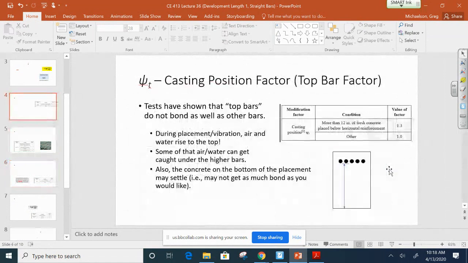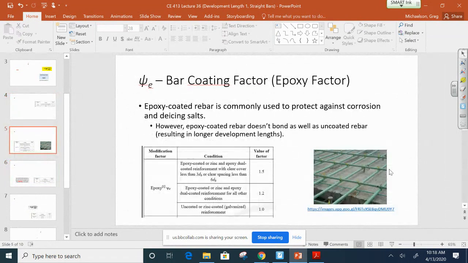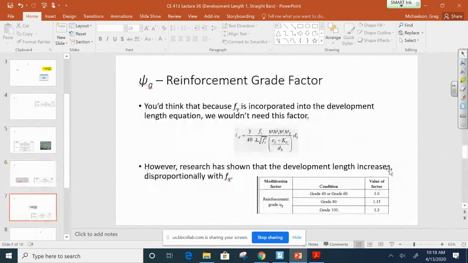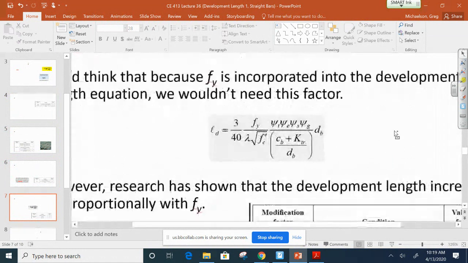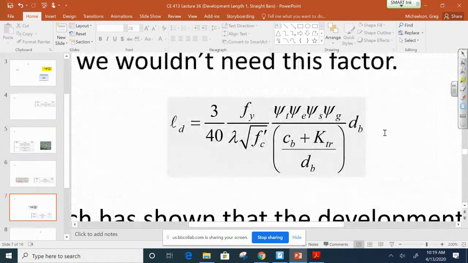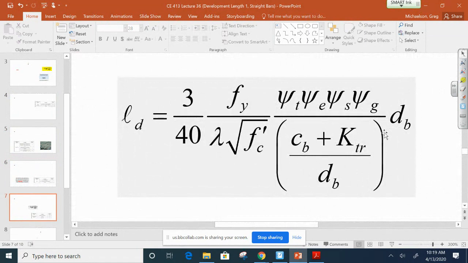So we've done size sub T, we've done size sub E, we've done size sub S. What about size sub G? This one's brand new, okay? This one just came into the code. It's a little counterintuitive, but let me explain. So I'm zooming real far into the equation because I want to make this point. So if you look at the development length equation, one of the parameters that you'll find is relevant is Fy, okay?